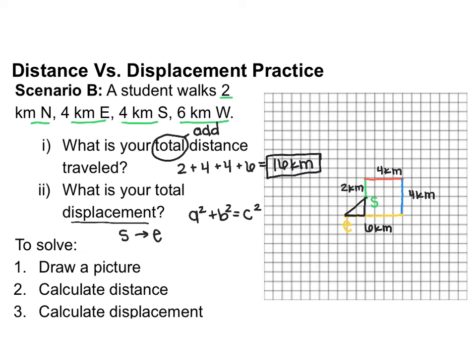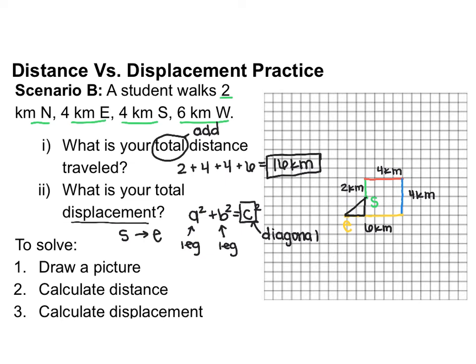When we're looking at Pythagorean theorem, the a squared plus b squared equals c squared, a is a leg, so that's going to be a vertical or horizontal, up or down, or up or sideways. B is the other leg, and C is the diagonal. C is what we're looking for. So ultimately, I want to know what is C. What is the diagonal? That's my displacement in this case.